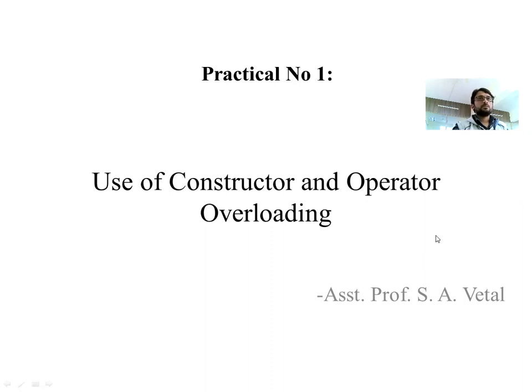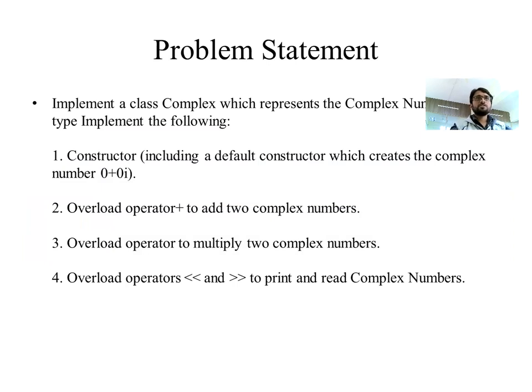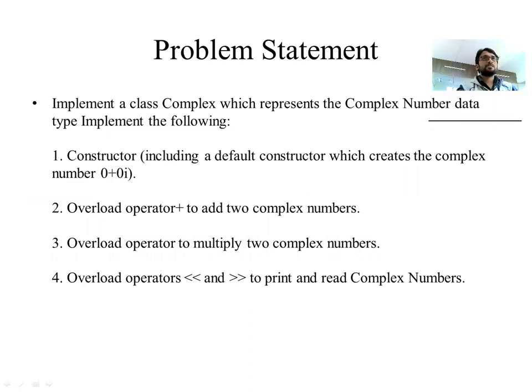This program is for computer engineering. Program code SE Computer Engineering. Course title is Object Oriented Programming, and the course code is 210247. For this Object Oriented Programming, we also have a lab, which has the course code 210247.